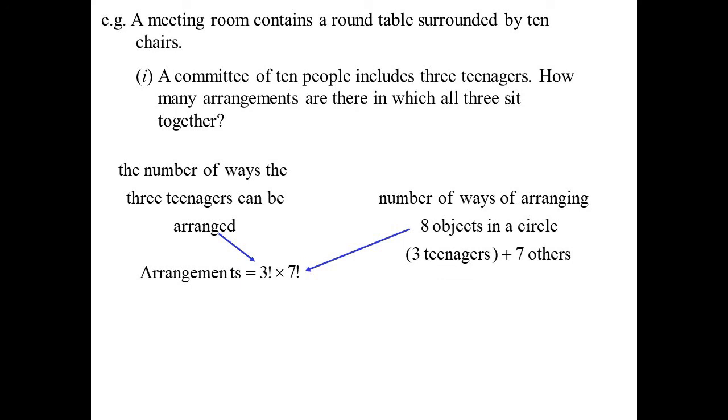So instead of 8 factorial, it's 7 factorial. And it turns out to be 30,240. Well, we're going to hold an election for chairperson and the secretary. What's the probability that they're seated directly opposite each other?